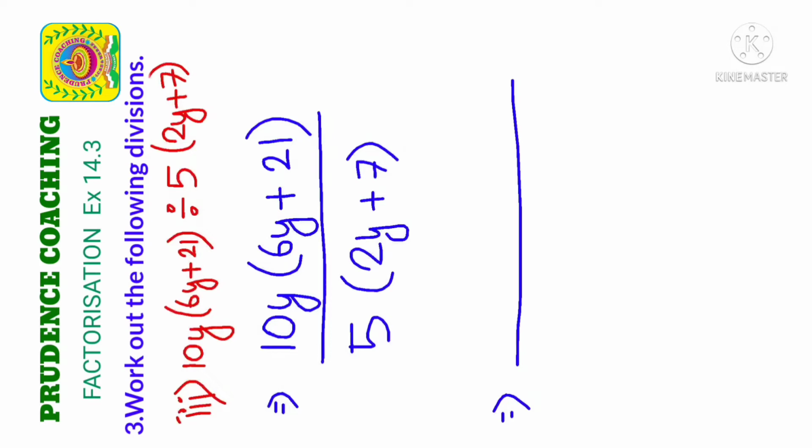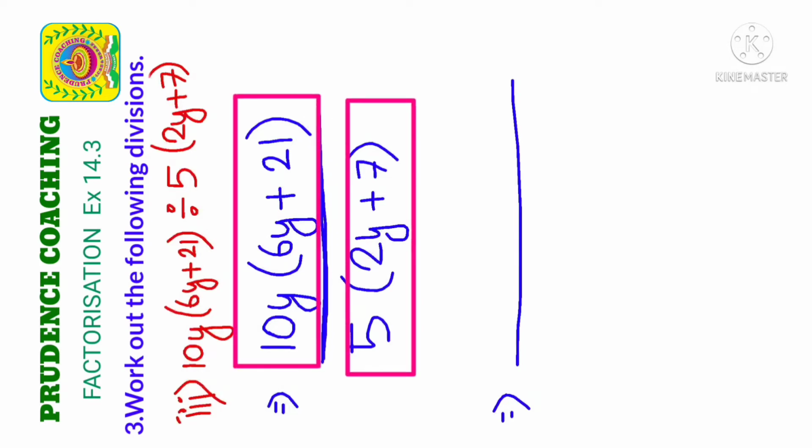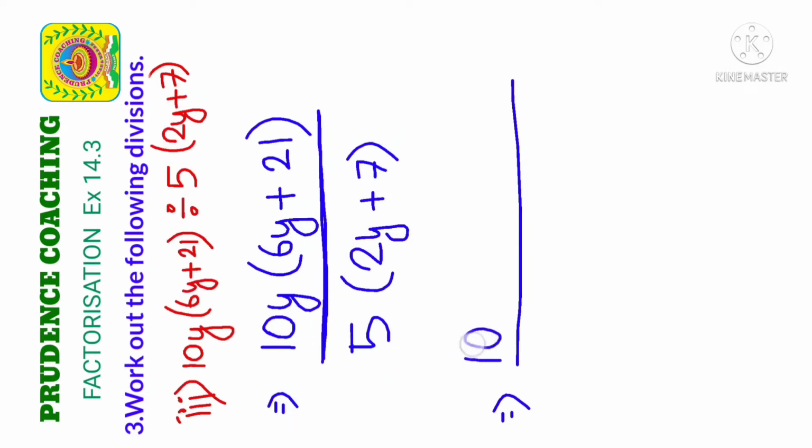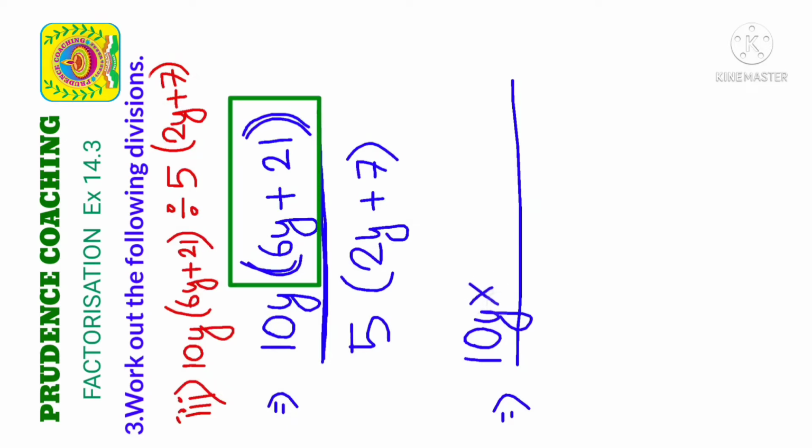Let us start with the next sum. As you can see, you are asked to divide this polynomial with this polynomial. How you are going to divide it? First, in the numerator, as you can see, we have 10y multiplied by 6y plus 21 within the bracket. And within this bracket, we have 6y and 21 as the terms. So in these two terms, 3 you can take common because 3 is the HCF of 6 and 21. 3 is the number which can divide 6 and 21 without leaving any remainder.